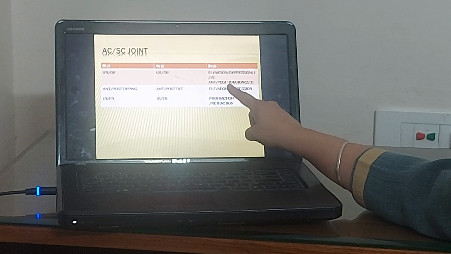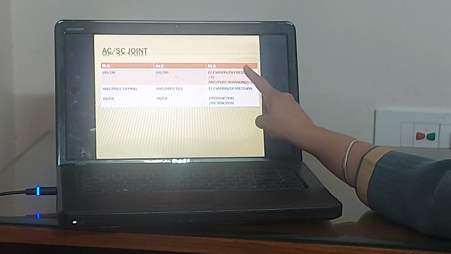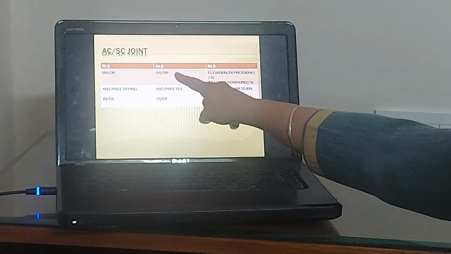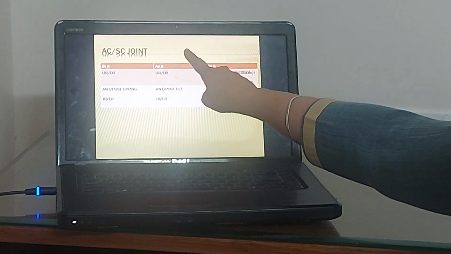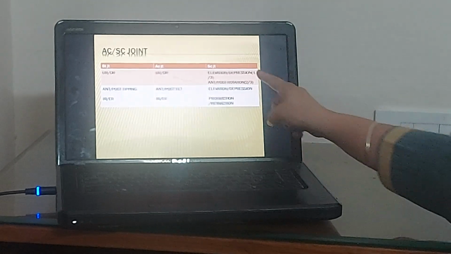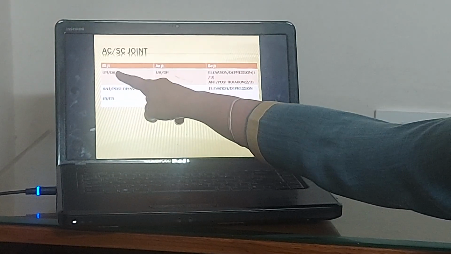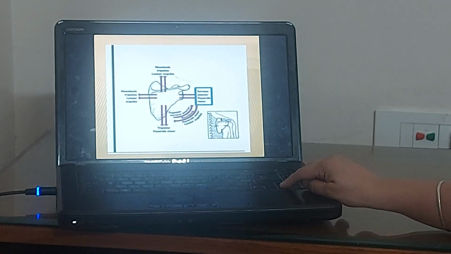So here the posterior rotation is 30 to 50 degrees and elevation is 15 degrees, which has happened. So this is the motion which is happening at the AC and SC joints. 20% of the motion at the AC joint and 40% of the motion is done at the SC joint. So this is how the 60% is being formed at the scapulothoracic joint.